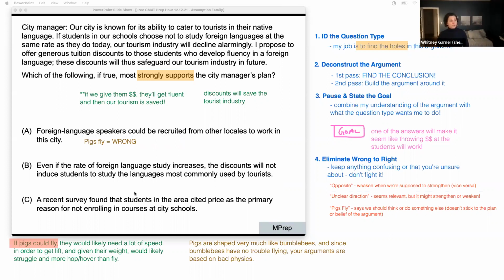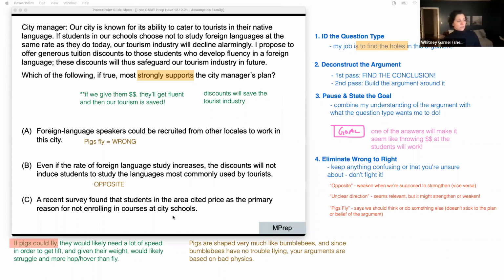B, it's confusing, but even if the rate of foreign language study increases, these discounts are not going to get students to study the correct languages. So students are going to be like, even if they start studying a lot more foreign language, they're going to study all the wrong languages. They're all going to study Latin. This is another example of our opposite. We wanted to strengthen, this is going to weaken.